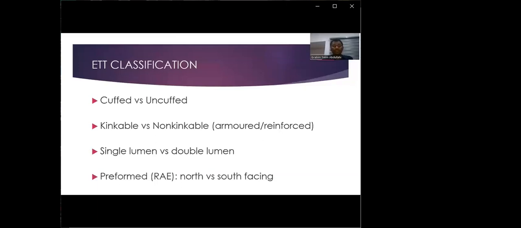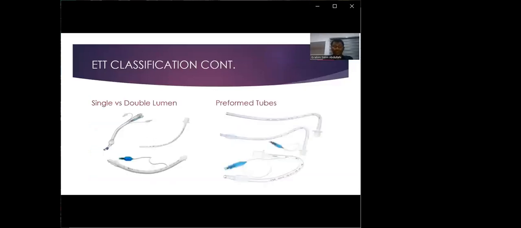And then it can be a single lumen or double lumen. Double lumen is usually used for lung isolation. Examples here we have the Robertshaw, the left and the right double lumen tubes. And then of course we have the preformed, either the north facing or the south facing, which are used for ENT and maxillofacial procedures, where the breathing circuit is taken away from the patient, away from the surgical field.